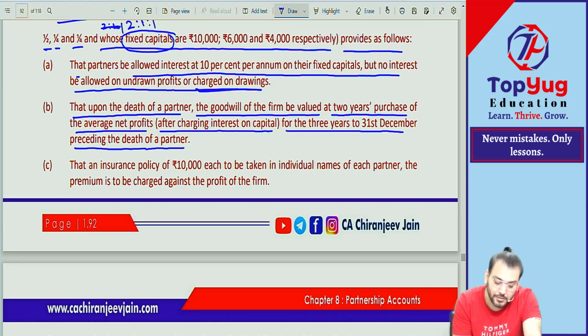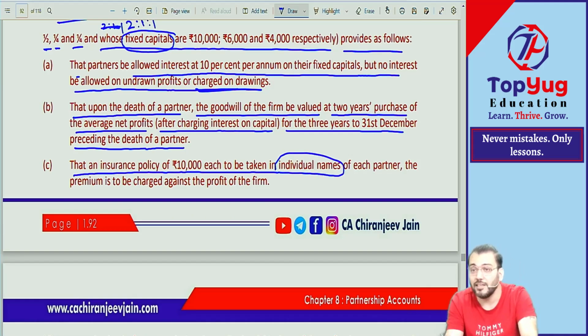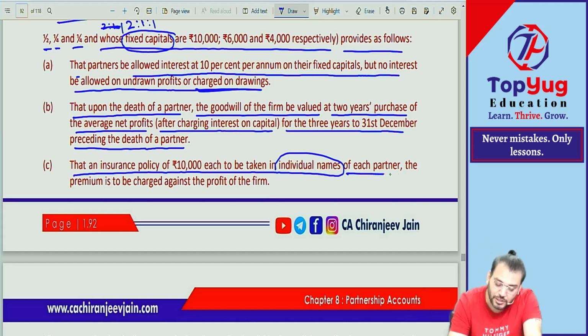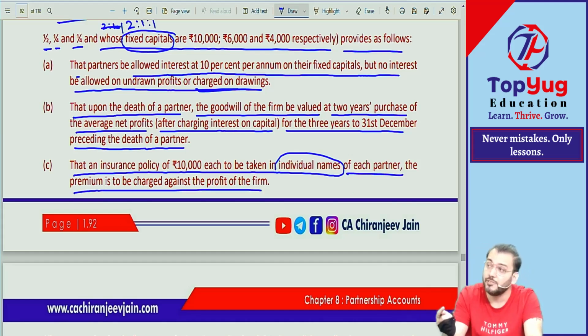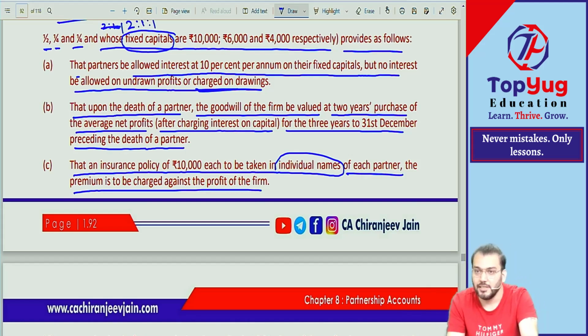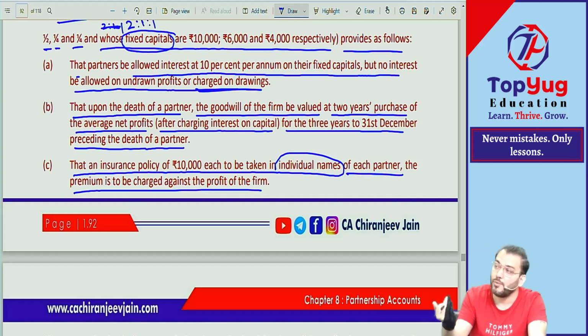Yes. That an insurance policy of rupees 10,000 is to be taken in individual name. Individual name means is this joint life policy or individual life policy? Individual life policy, that also we have done. Correct? Of each partner, the premium is to be charged to PL account. Means premium has been charged to PL as an expense. My question to you all, PL means how much life policy will come in the balance sheet? They have given premium has been charged to profit and loss account.